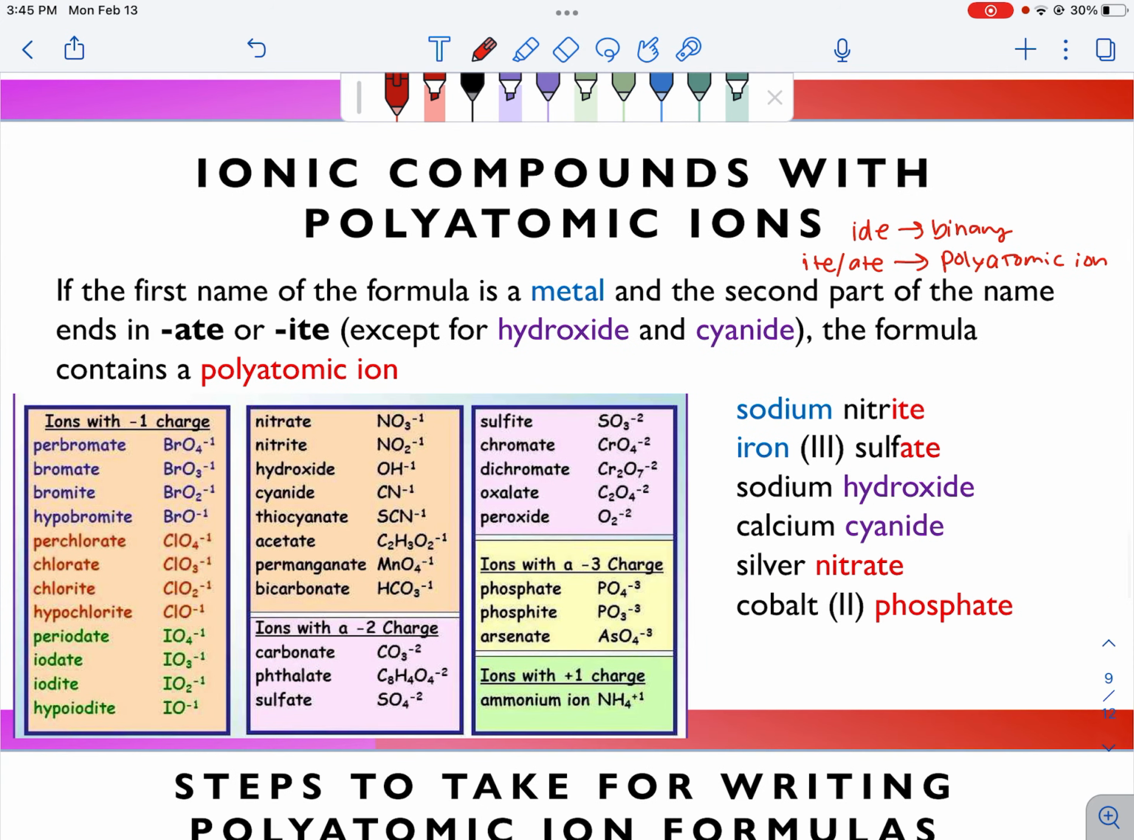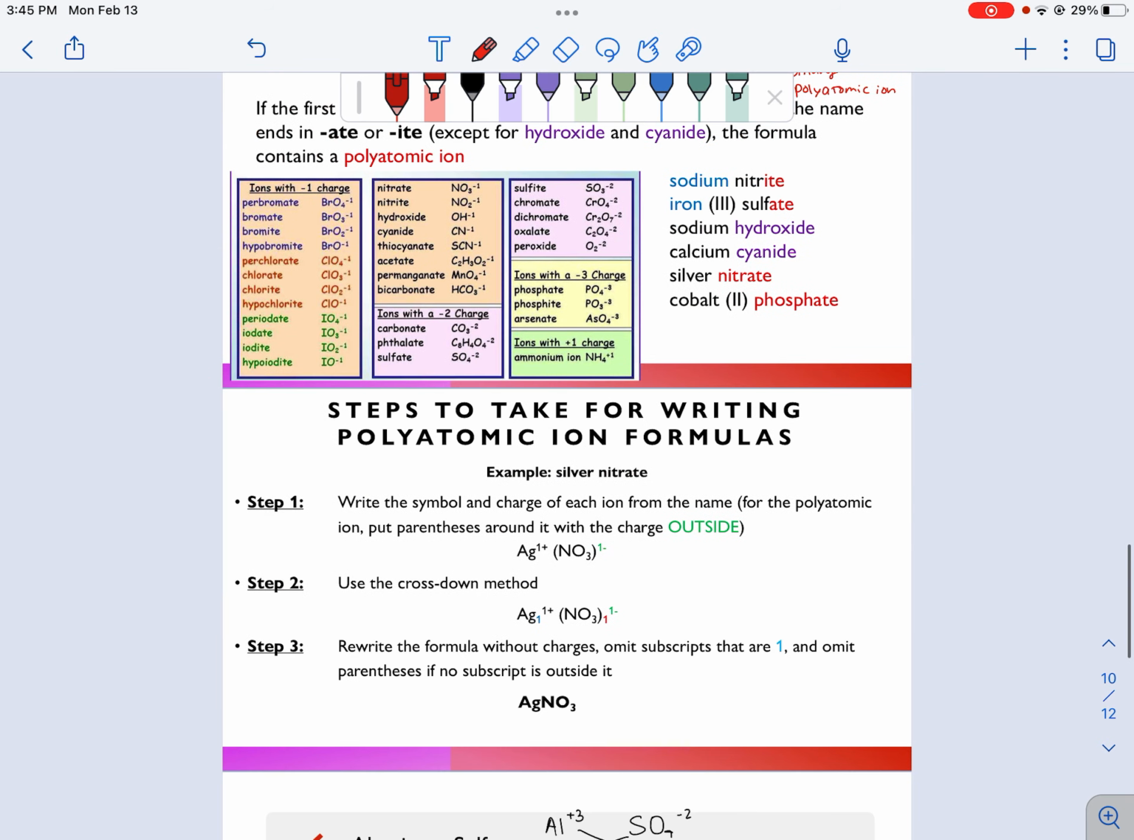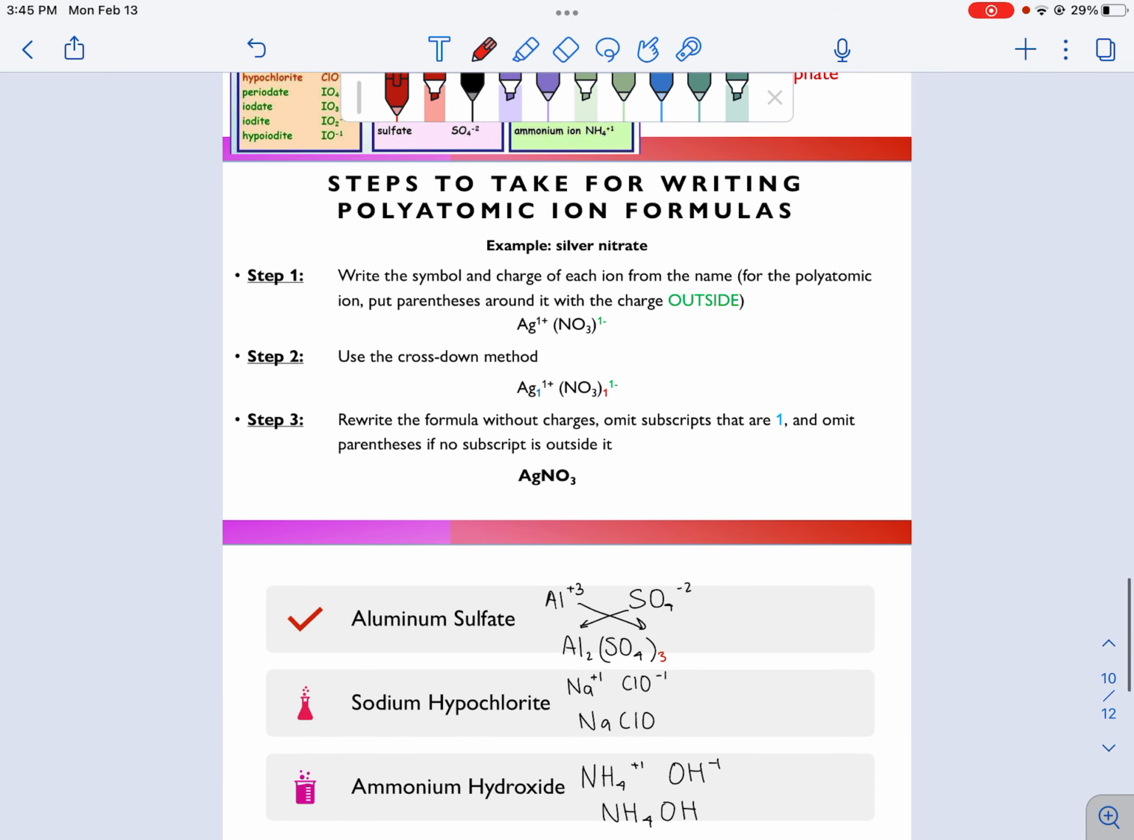Okay, ionic compounds with polyatomic ions. We do need to memorize this. On the quiz, she gave us the ones we have to focus on. But it says, the first name in the formula is a metal, and the second part of the name ends in ate or ite, except for hydroxide and cyanide. They're kind of on their own. The formula contains a polyatomic ion. So you can see up here, ide means binary ionic, and then ite or ate usually consists of polyatomic ions. So it's the same way.